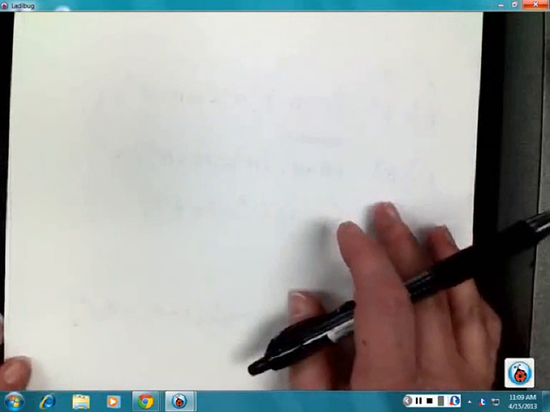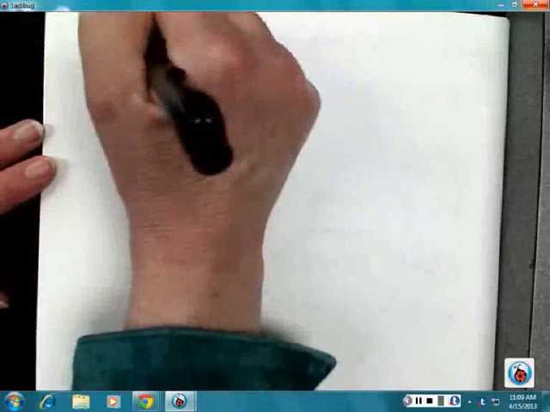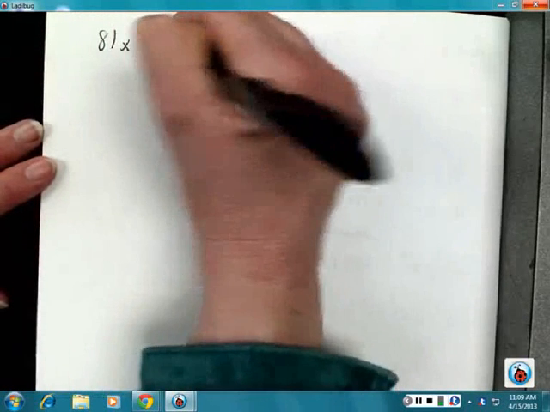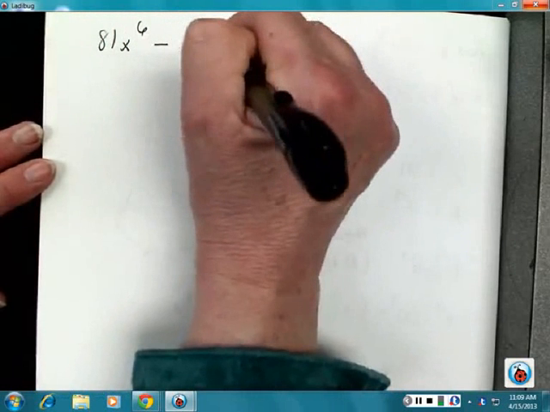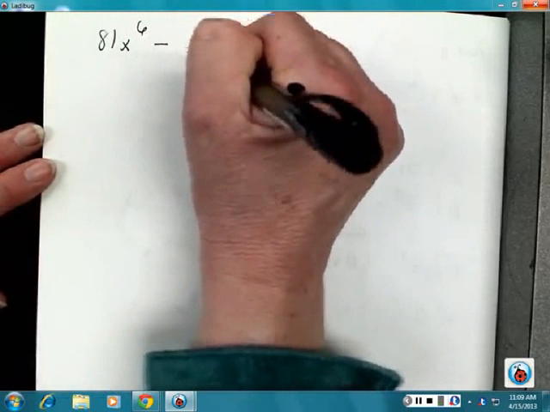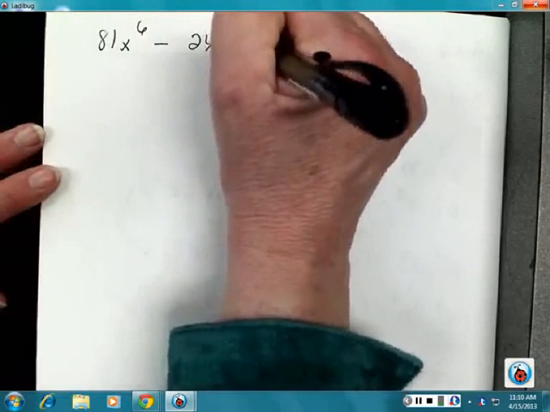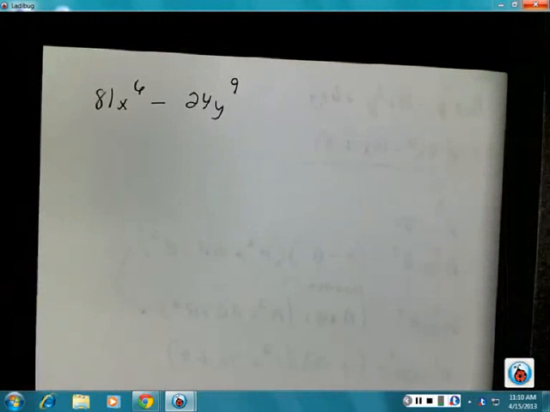Okay, another one of those? Are you good? One more. How about something with a different exponent? We've been having cubes in here. Let's see if we can do something that 81x to the 6th minus 24y to the 9th. Let's see what happens with that one.